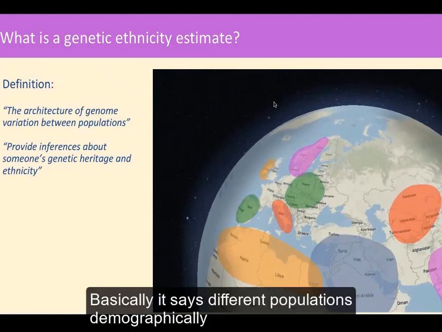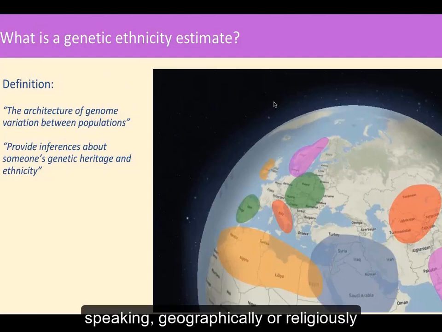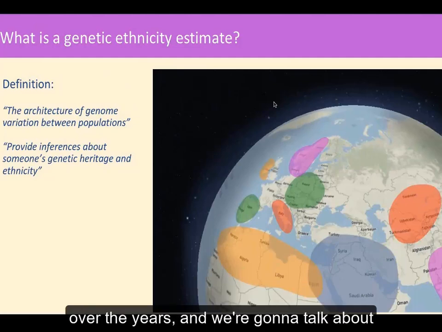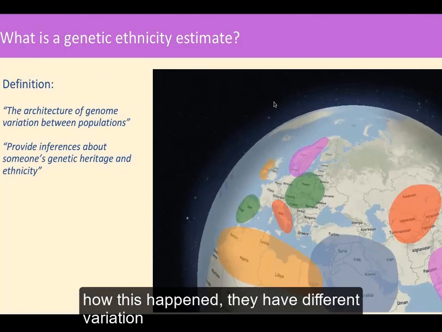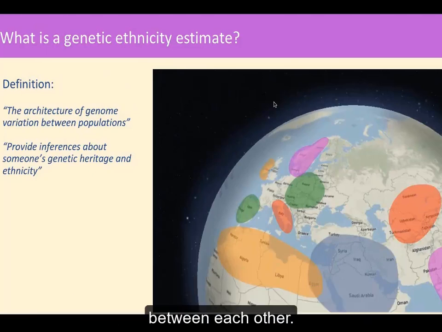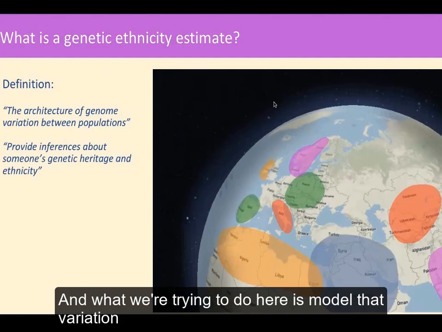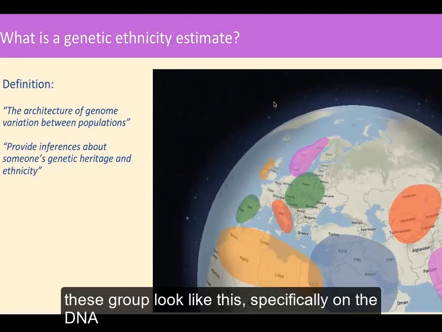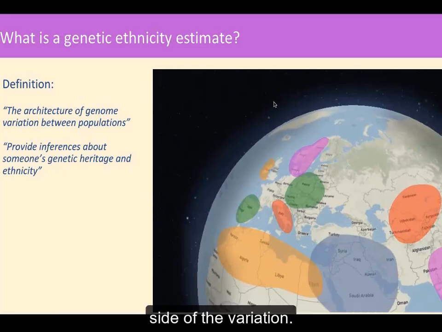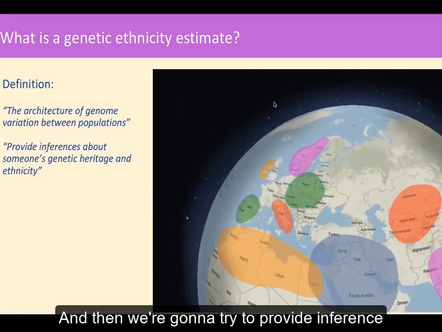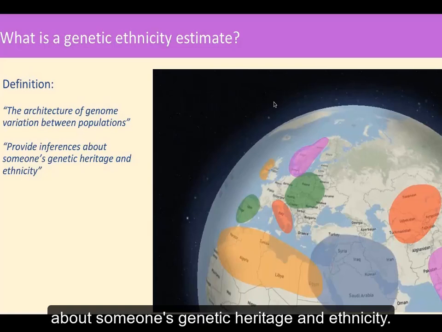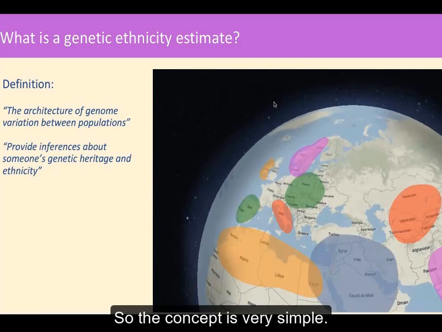Basically, it says different populations, demographically speaking, geographically or religiously, over the years, and we're gonna talk about how this happened, they have different variation between each other. And what we're trying to do here is model that variation and say, hey, this group looks like this, this group looks like this, specifically on the DNA side of the variation. And then we're going to try to provide inference about someone's genetic heritage and ethnicity. So the concept is very simple.